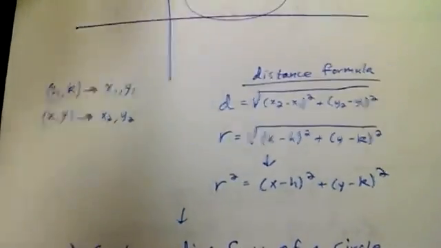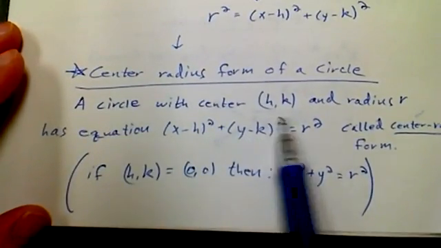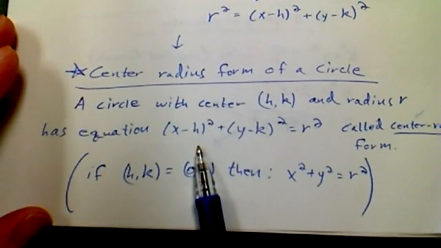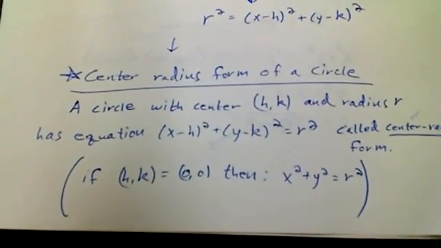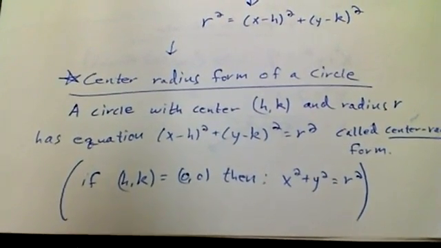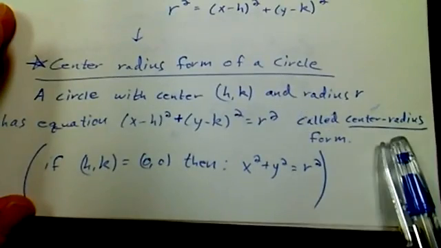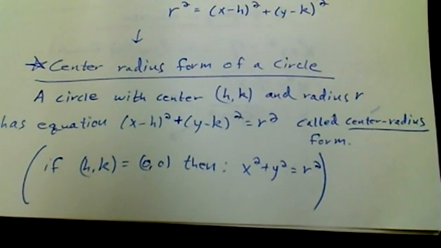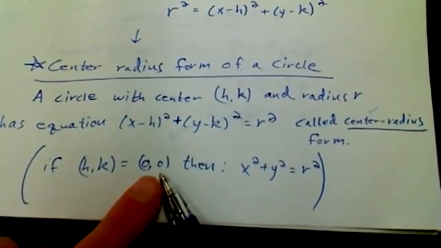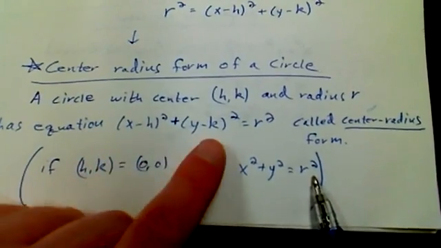Okay, and what that gives us is what we call the center-radius form of a circle. A circle with center (h, k) and radius r has equation (x minus h) squared plus (y minus k) squared equals the radius squared. You're going to want to memorize this, okay? I think it's easier to remember it if you understand how we came up with it. This is the form we generally wanted. It's the easiest to graph, okay? So if (h, k) is equal to (0, 0), so if the center is right at the origin, then we just get x squared plus y squared is r squared, because these both zero out.